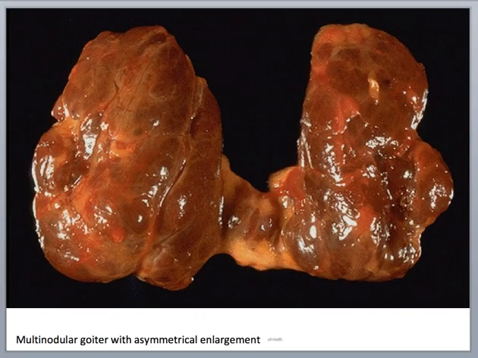So this gross image shows two of the features. Number one, the asymmetrical enlargement. The way that the specimen is oriented, the side facing the viewer is anterior, so you can see that there's asymmetrical enlargement of the right lobe compared to the left. And then you can see over the surface this multinodular appearance.